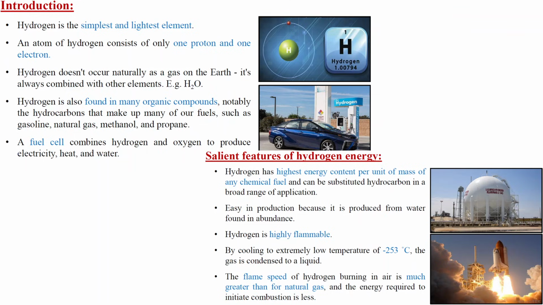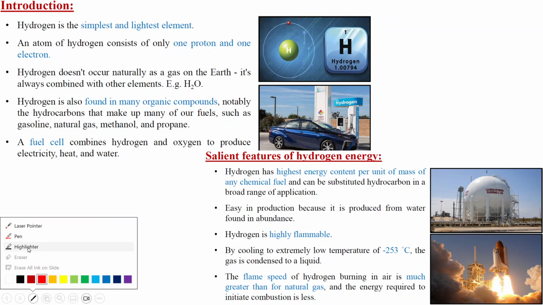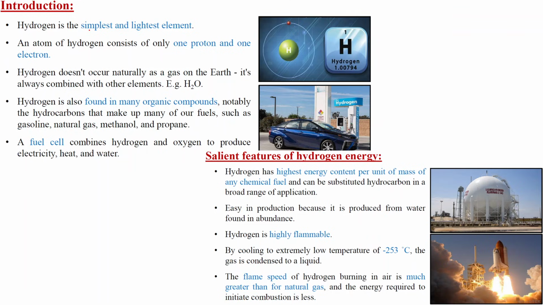So what is hydrogen? As we all know, it is the first element on the periodic table. It is the simplest and lightest element, and it consists of one proton and one electron. Okay, as you can see here, one proton and one electron.